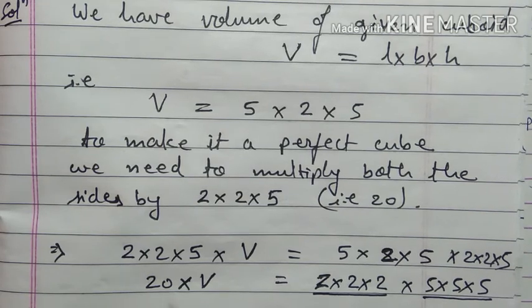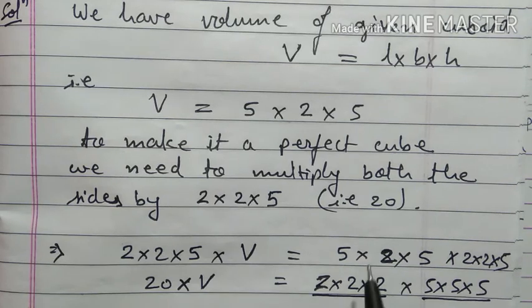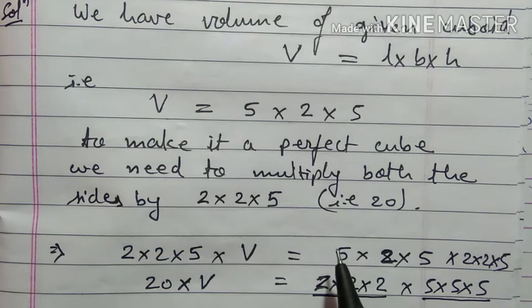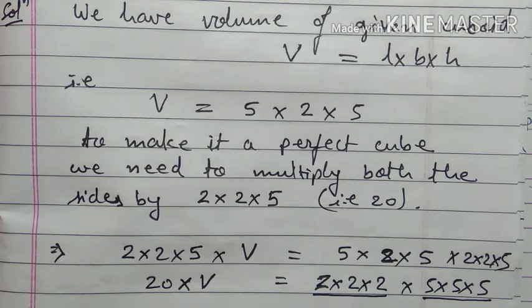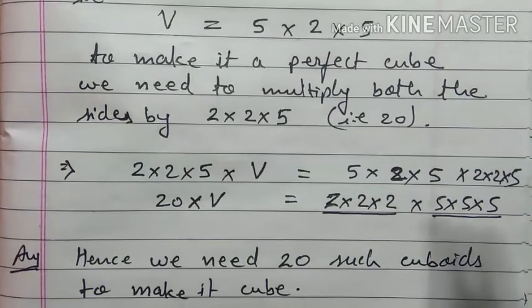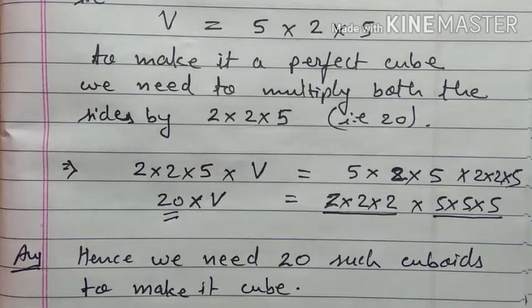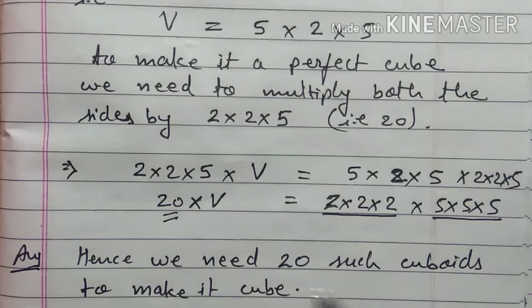So this may be written as, 2 twos are 4, 4 fives are 20, so 20V is equal to the triplet of 2, 2 into 2 into 2, and the triplet of 5, 5 into 5 into 5. It can be written this way. So this forms a perfect cube. In the final answer we'll write, 20 such cuboids we need, hence we need 20 such cuboids to make it a cube. Okay, so in this way the exercise is over.